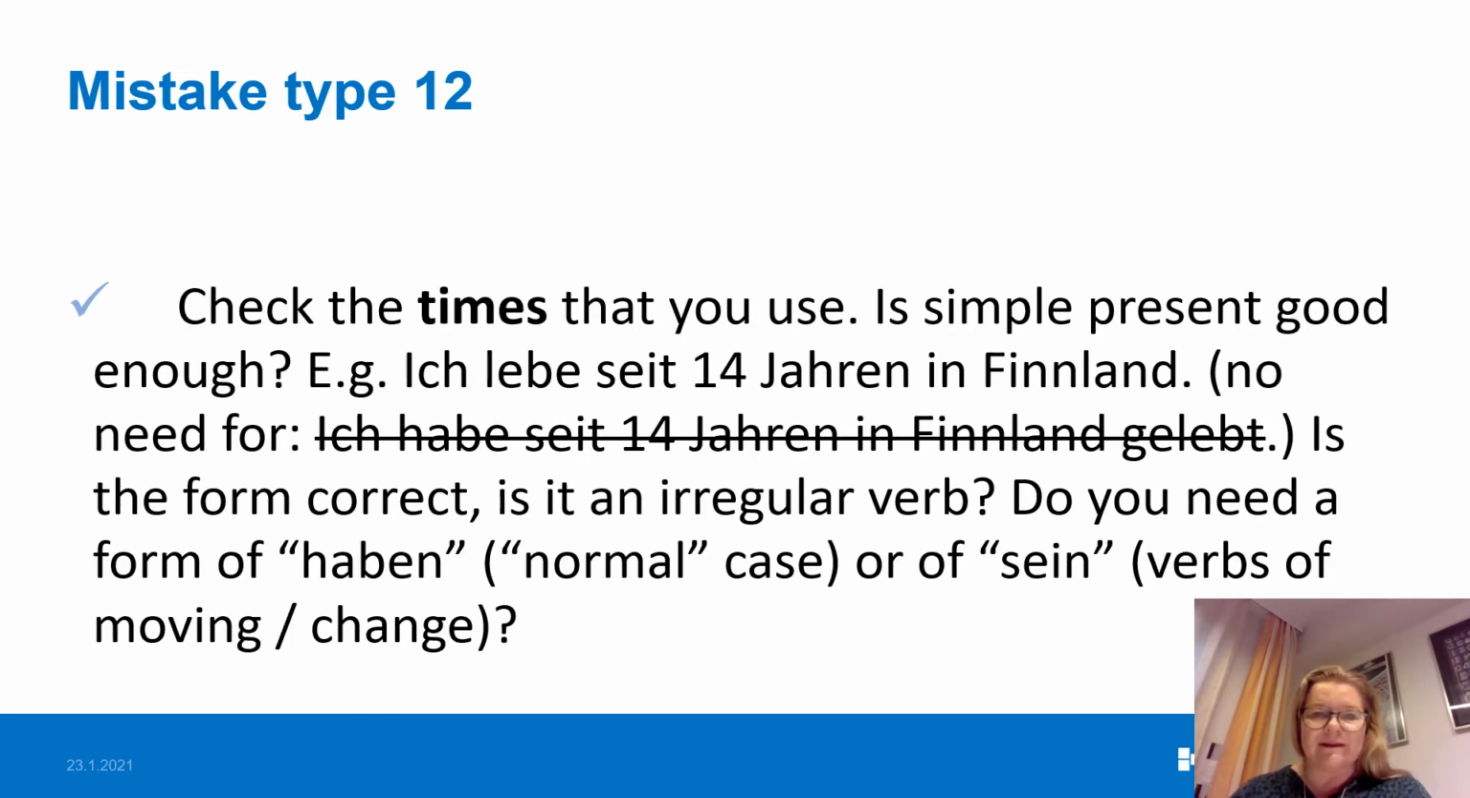Mistake type 12. Check the times that you use. Is simple present good enough? For instance, ich lebe seit 14 Jahren in Finland. There is no need for saying it in the present perfect. So is it the correct form? Is it an irregular verb? Do you need a form of haben, which is the normal case, or do you need a form of sein? And that's when you have verbs of moving or change.